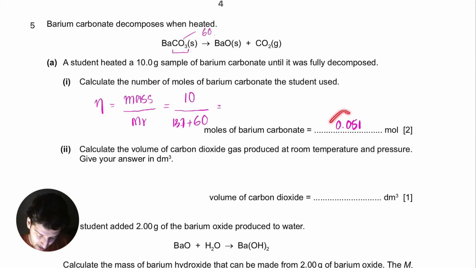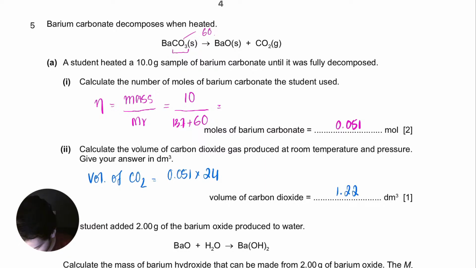This is the moles I had of barium carbonate and the ratio between them is 1 to 1. So I don't need to do anything. These are also the moles of carbon dioxide produced. Volume of CO2, I have to use different colors. 0.051, I'm sure it's going to ask for decimeter cube, times 24. And I'm getting 1.22 decimeter cube.